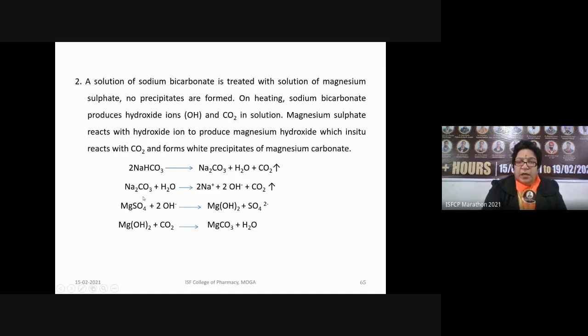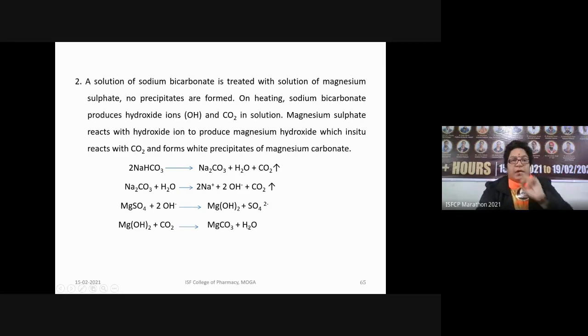And if a downward arrow is shown, that is formation of precipitates. So this Na2CO3 with water will lead to the formation of sodium ions and hydroxide ions. These hydroxide ions will react with magnesium sulfate to form magnesium hydroxide and sulfate ions, and this magnesium hydroxide will react with carbon dioxide to give white precipitates of MgCO3 and water.